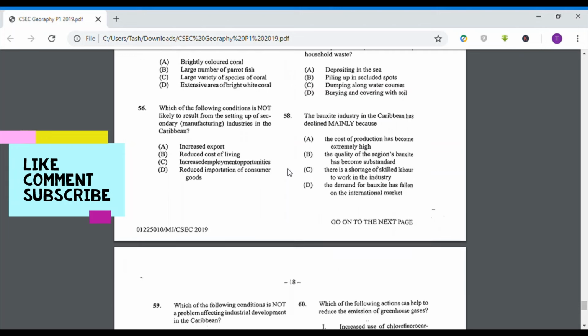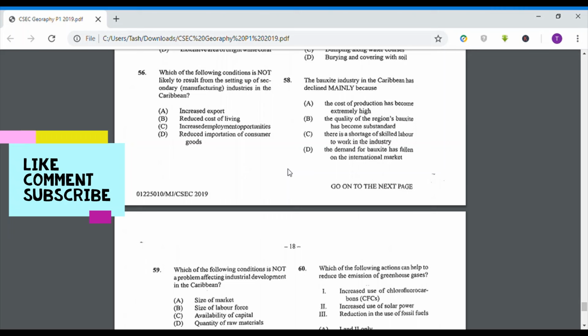For 58, the bauxite industry in the Caribbean has declined mainly because A, cost of production has become too high. B, quality of the region's bauxite has become substandard. C, there is a shortage of skilled labor. D, demand for bauxite has fallen on the international market. The answer is A, cost of production is extremely high.